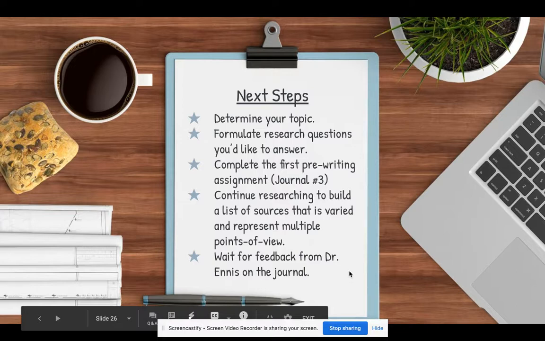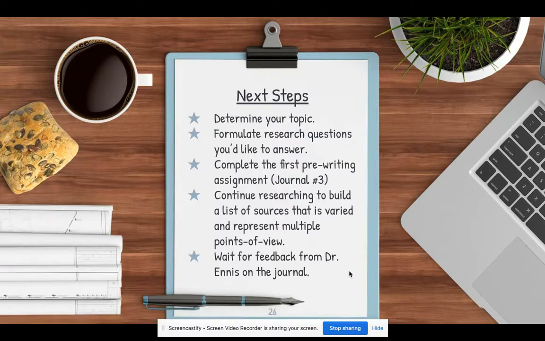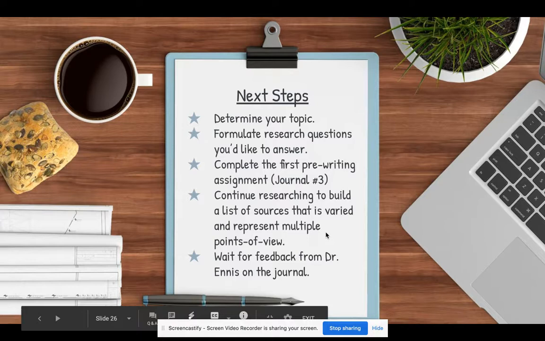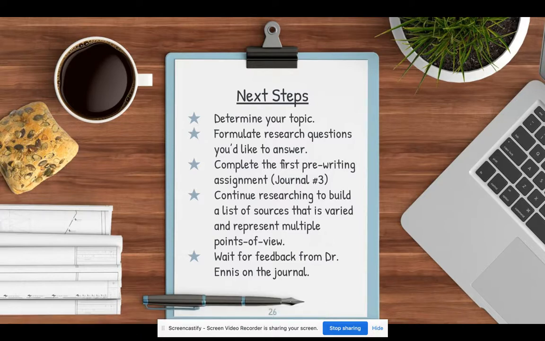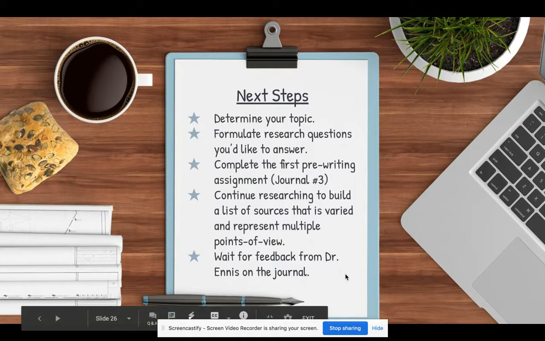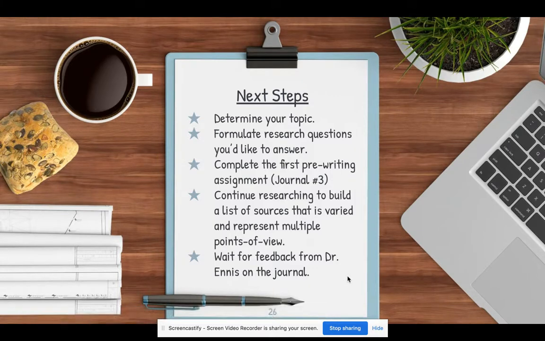So you'll go to journal first, work from there, and then you can go ahead and continue researching to build a list of sources that's varied. You have to find multiple points of view, particularly if they are not your point of view. Remember that you're trying to look at other people's thoughts and figure out what you think about that. So that might be academic journal articles, it might be newspaper, magazine, it might be videos. It could be any number of the types of sources that are on the annotated bibliography or beyond.